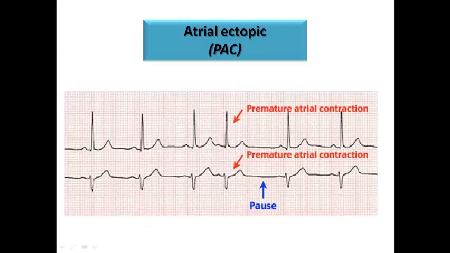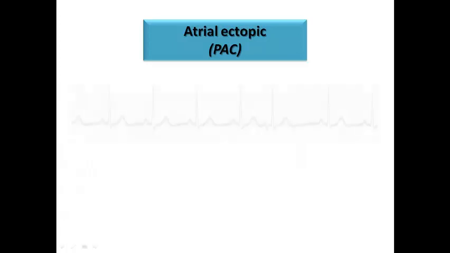So this is another example of premature atrial beat in which we can notice that the ectopic beat is nearer to the preceding sinus beat and further from the following sinus beat, and there is a compensatory pause following it.